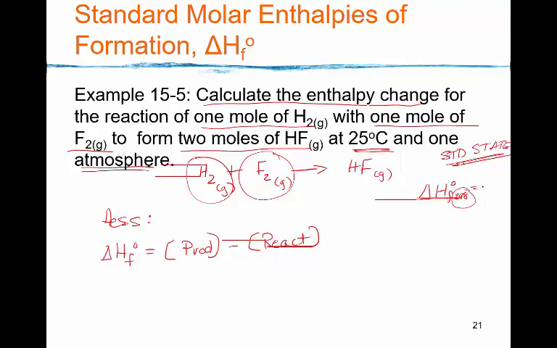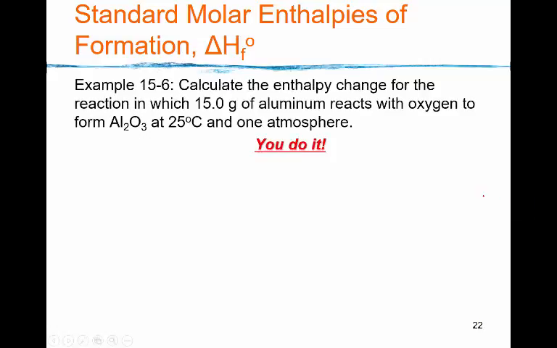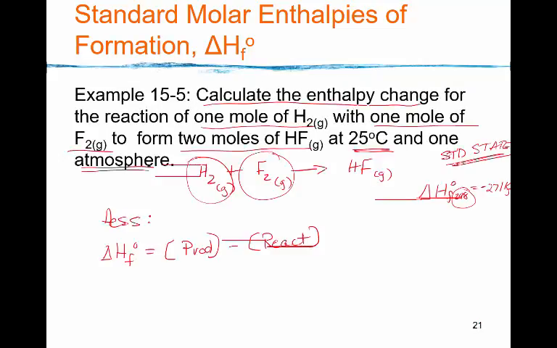If you look this one up, it's minus 271 kilojoules. You've got to watch those units. All right, so the delta H of HF, when I look that up in Appendix K, go ahead and do it now so you know how to do it, is minus 271 kilojoules.